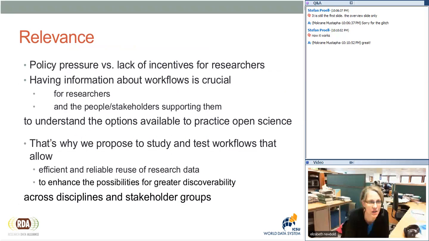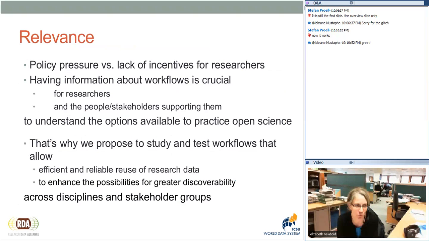So as we said, having information about workflows is rather crucial for people who are just starting out or are actually very established. And we think it's important for not just the people managing the data, but for the researchers to understand how their data may be published. That could be published in the sense of publishing in a data journal or depositing and publishing through a discipline domain repository or their own institutional repository, which brings together all the different stakeholders who support the researchers in this process.